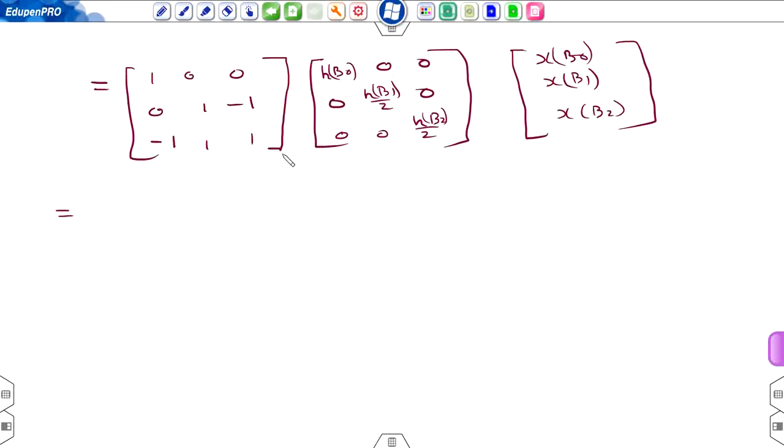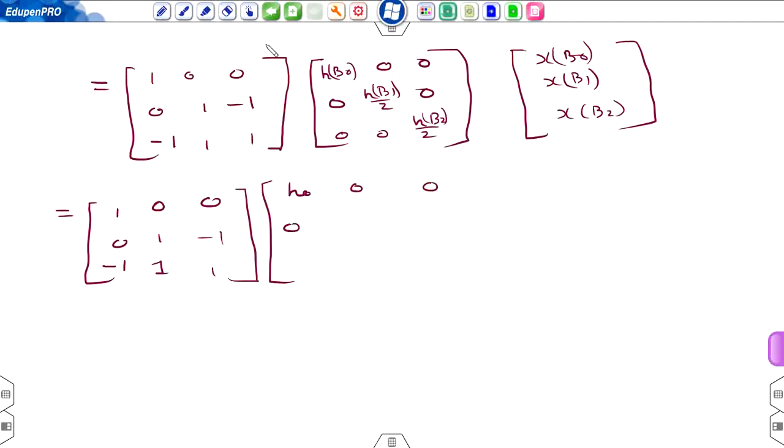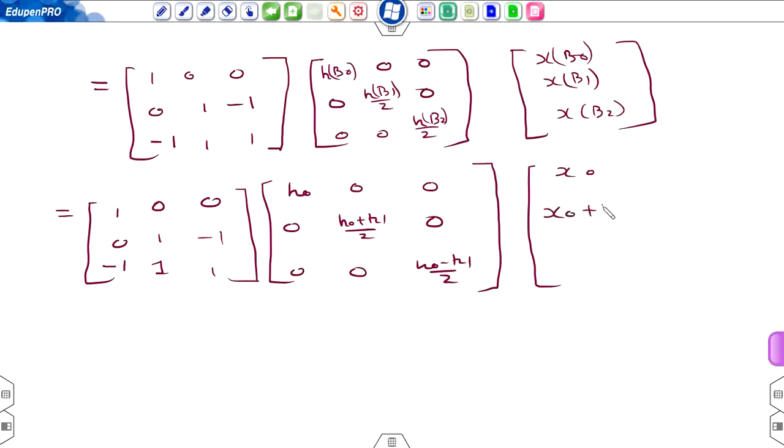Now at this point I can substitute the values of h of beta I and x of beta I into this matrix. I have already calculated the values of h of beta I and x of beta I. I have to just substitute them accordingly. So h of beta 0 is h0, h of beta 1 is h0 plus h1 divided by 2, 0, and h of beta 2 is h0 minus h1 divided by 2, and similarly x of beta 0 is x0, x of beta 1 is x0 plus x1, and x of beta 2 is x0 minus x1.